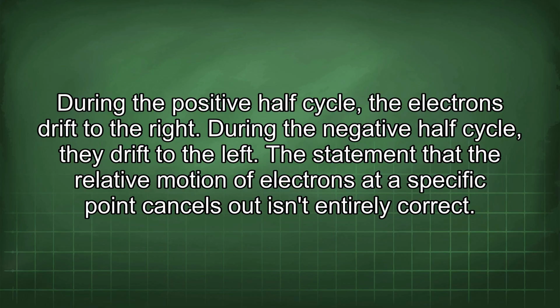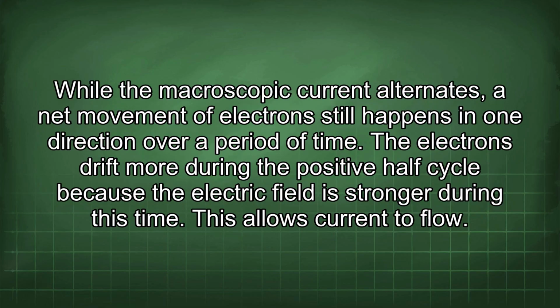The statement that the relative motion of electrons at a specific point cancels out isn't entirely correct. While the macroscopic current alternates, a net movement of electrons still happens in one direction over a period of time. The electrons drift more during the positive half cycle because the electric field is stronger during this time. This allows current to flow.